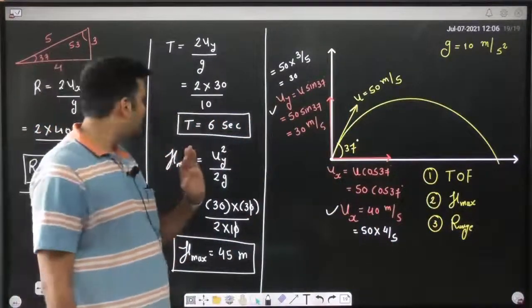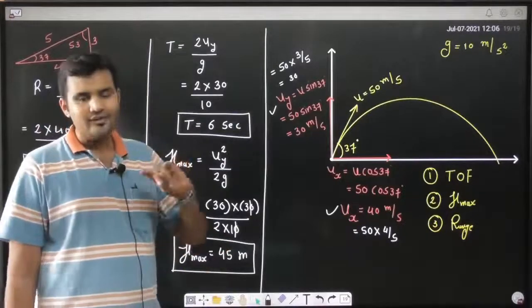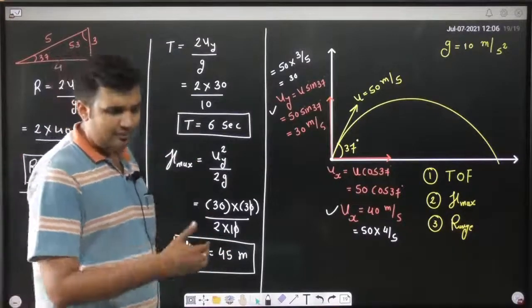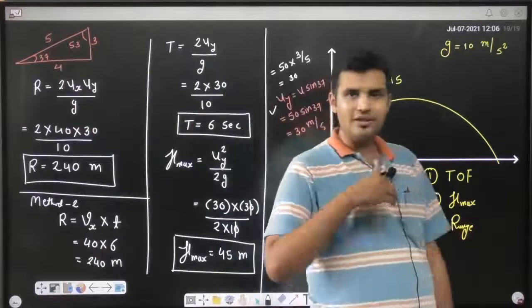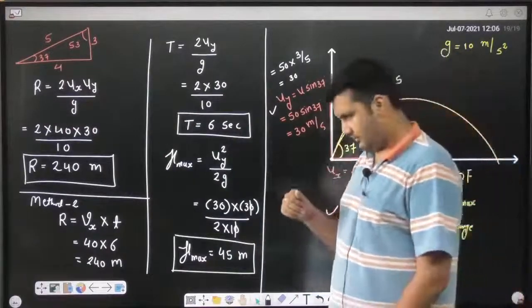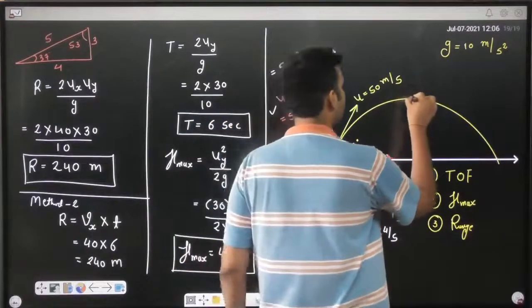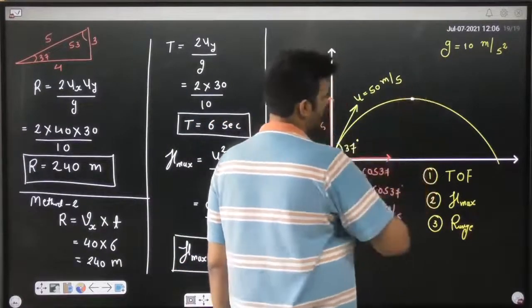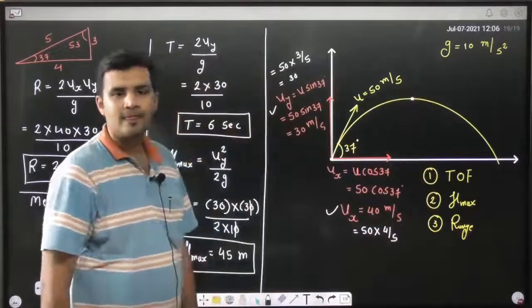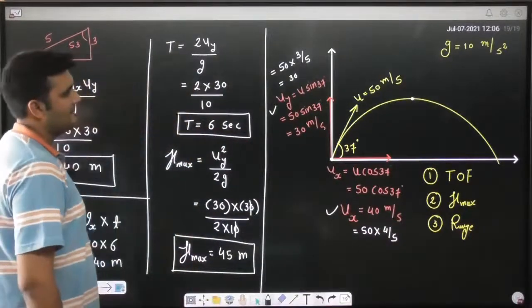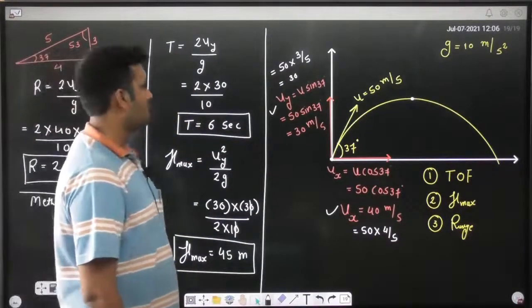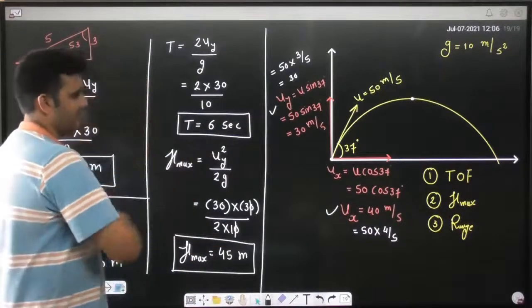Time of flight is 6 seconds. Okay, time of flight is 6 seconds. So let me know what is the time taken to achieve maximum height. How much time will it take to reach maximum height? How much time to reach here? This is 6 seconds. This 6 seconds is total.